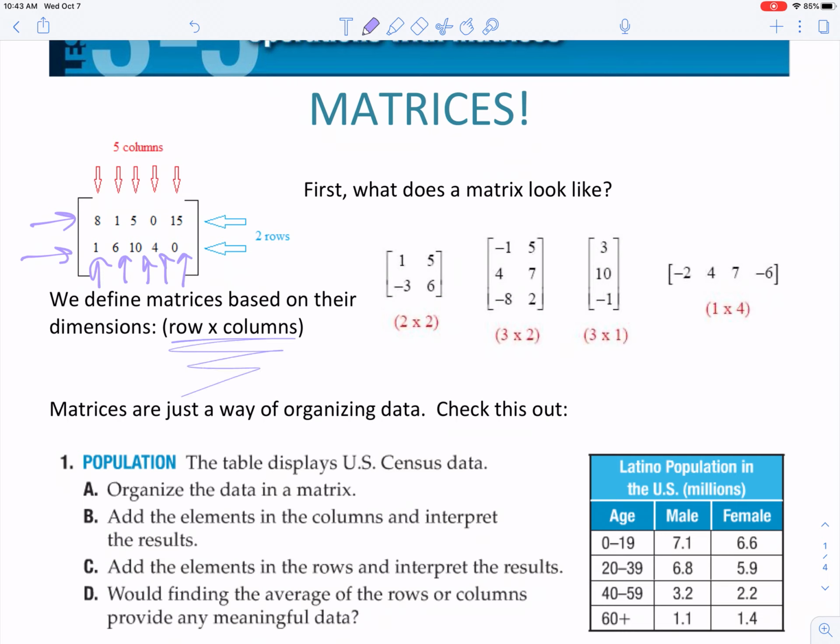So this one, over here on these examples, it has 1, 2 rows, 1, 2 columns. This one has 1, 2, 3 rows, 1, 2 columns. Okay, this one's a 3 by 1. This one's a 1 by 4. The one back up here was a 2 by 5.